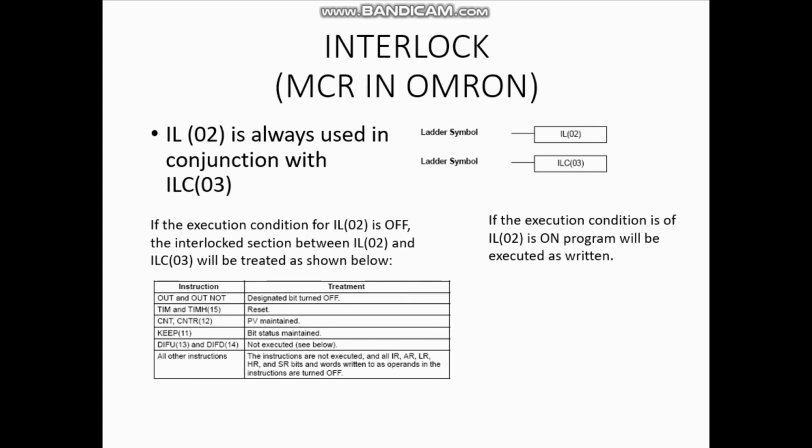So for the MCR to work in Omron, you have to make sure that the bit or the contact that is connected to IL must be turned off. Okay, so if you turn off that IL, then you will skip the whole thing. Not only skip, even if there are executions in between those lines, we will always have the output turned off. Okay, so that will happen in interlock.